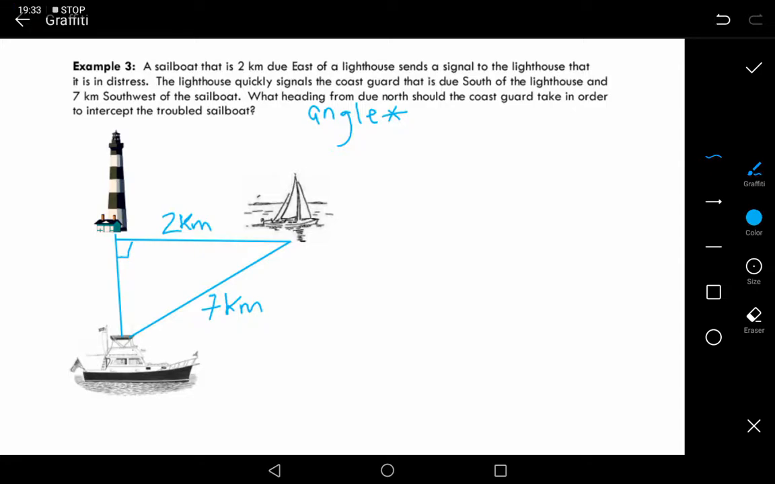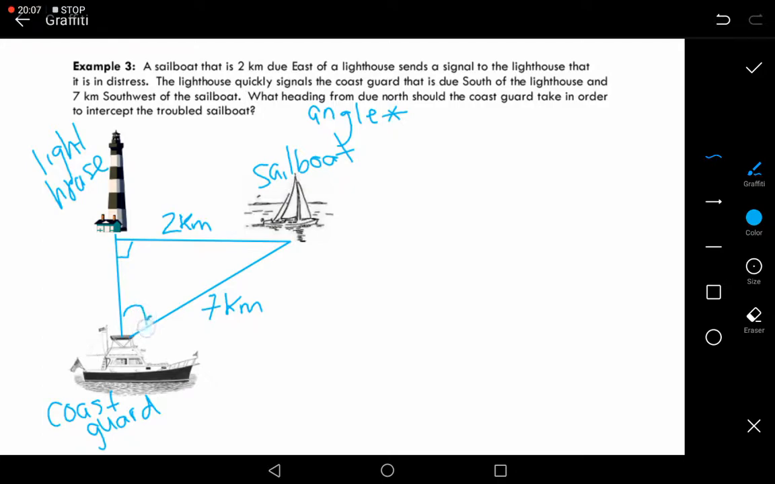Okay, and it's asking what heading should the Coast Guard take to get to the sailboat. Okay, so again, the Coast Guard is down here. We can just label it if you want, so you remember. Coast Guard. This is the lighthouse. And this is obviously the sailboat. Okay, so what angle should the Coast Guard take to get to the sailboat? So what angle we're looking for is this angle here. Okay, and we're just going to call it X.